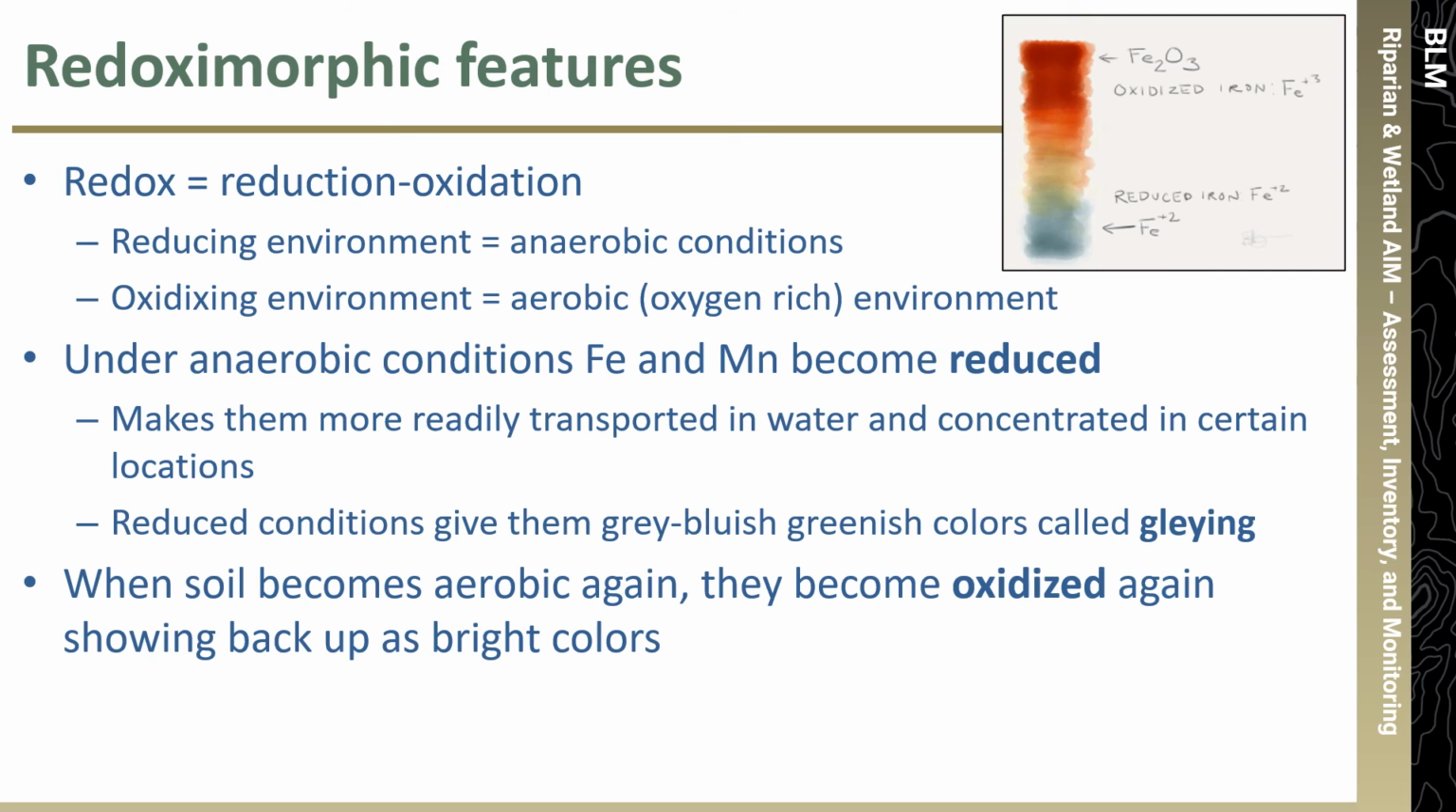These reactions overall are called redox reactions, short for reduction oxidation. Under anaerobic conditions, iron and manganese become reduced, giving them a bluish-greenish gray color called a gley. They are also more easily transported and often become concentrated in the pore spaces of the soil. Once the soil dries out and becomes aerobic again, these compounds are oxidized, showing up as bright colors in the soil. Together, features with these distinctive color patterns resulting from oxidation and reduction reactions are called redoximorphic features.